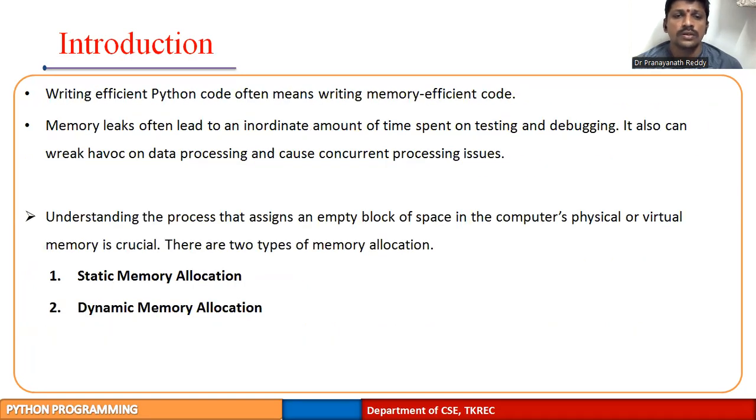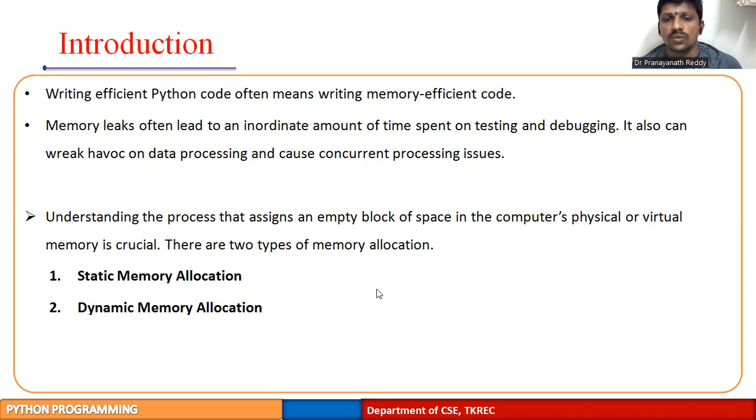Okay. So when you want to write an efficient Python code, that is a memory efficient code without any memory leaks, we can do that using one of two methods, that is static memory allocation or dynamic memory allocation. Static memory allocation is done at compile time, dynamic memory allocation is done at runtime.